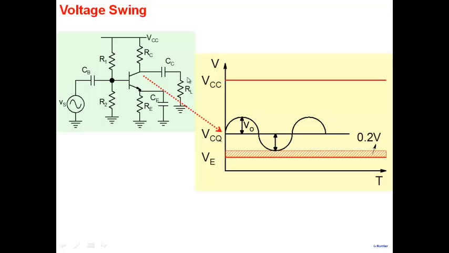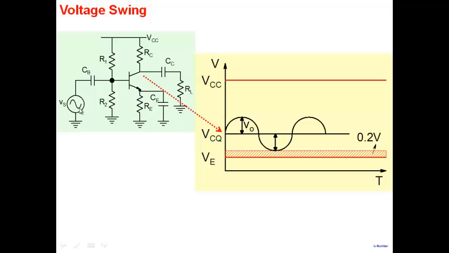If the output sinusoidal voltage has an amplitude of V0, I will get a sinusoidal voltage of amplitude V0 here as well. Now this curve shows the total voltage at the collector, which is made up of a DC part and a sinusoidal part. This represents the net voltage here, and this height that you see is the swing that will develop across the load. As it passes through the capacitor, the DC part VCQ will go away and you are left with the sinusoidal part. So we are interested in getting V0 as high as possible.